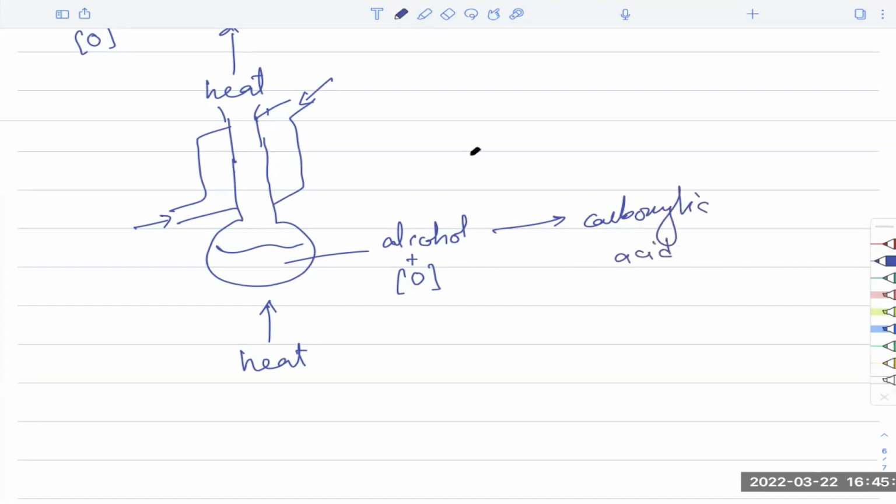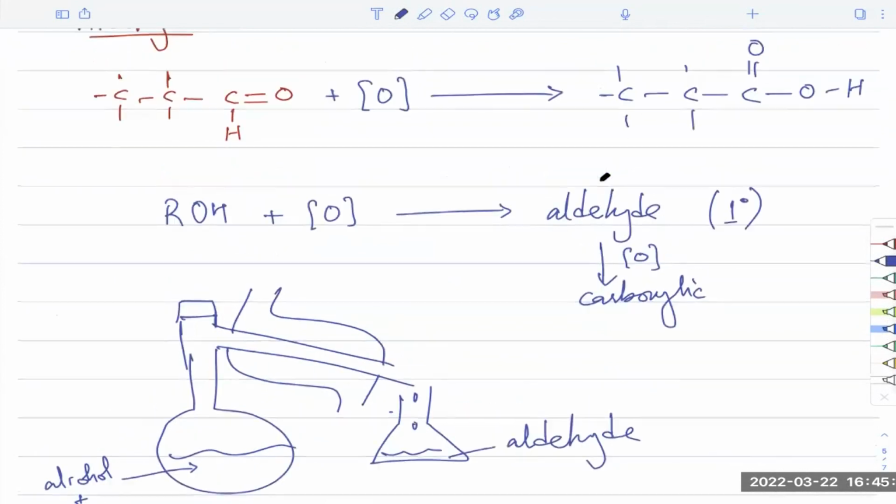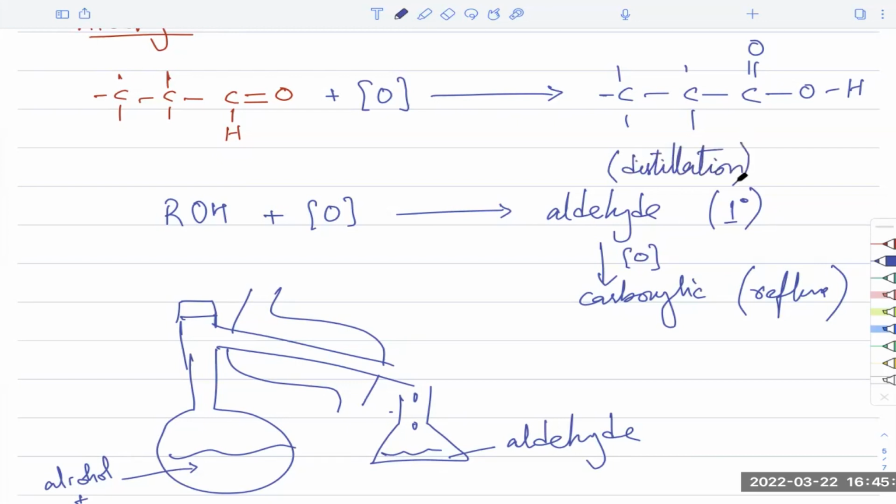So if I want to get carboxylic acid, I use a reflux condenser because this is complete oxidation. And if I want to get just aldehyde, I don't want to complete it, I will do simple distillation because the moment I get the aldehyde, I want to get it out. And to do that, I will stop with just partial oxidation.